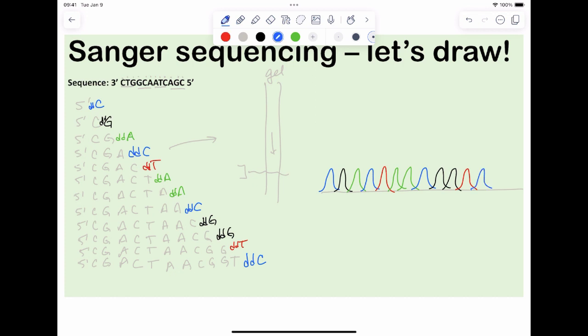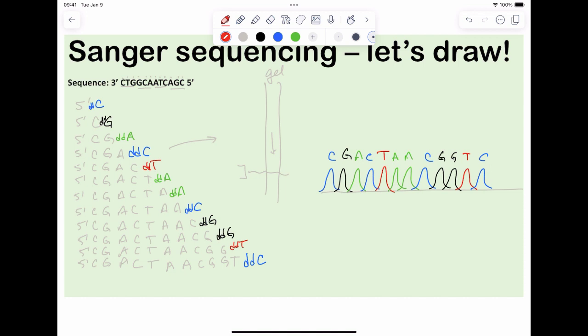And they're read in the order that they're presented. C, C, C, C, G, G, G, A, T, T. The picture you would interpret would be this.